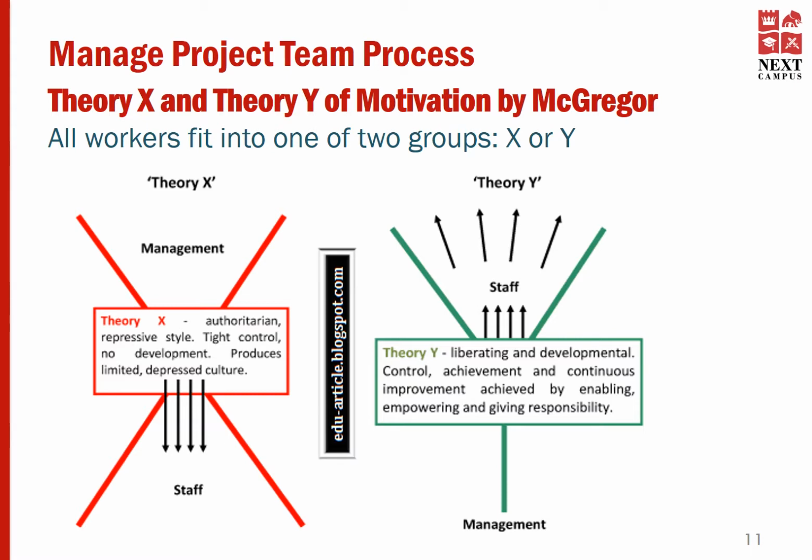McGregor's theory of X and Y. This theory states that all workers fit into one of two groups, X or Y. Theory X states that these people need close supervision, will avoid work when possible, will avoid responsibility, and desire only money, and these are people that must be pushed to perform.